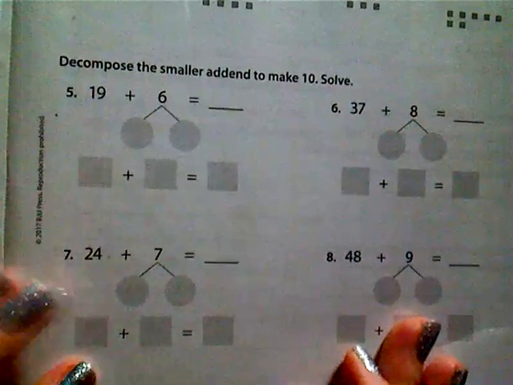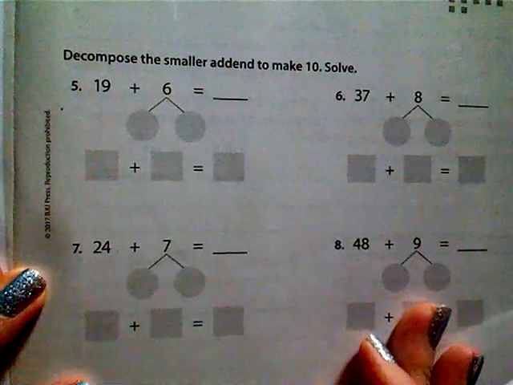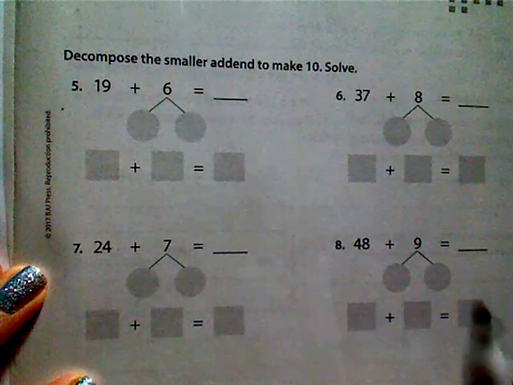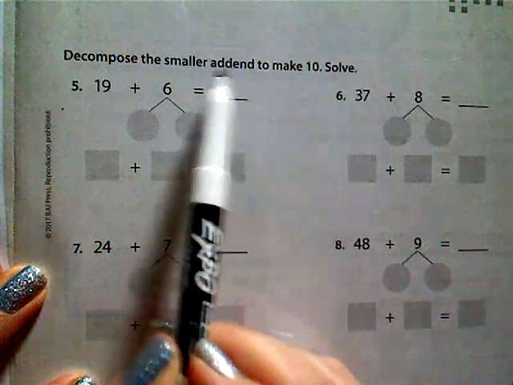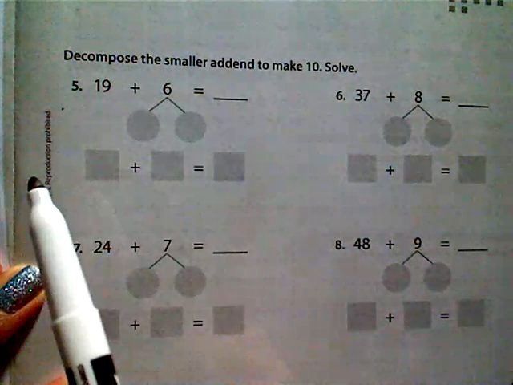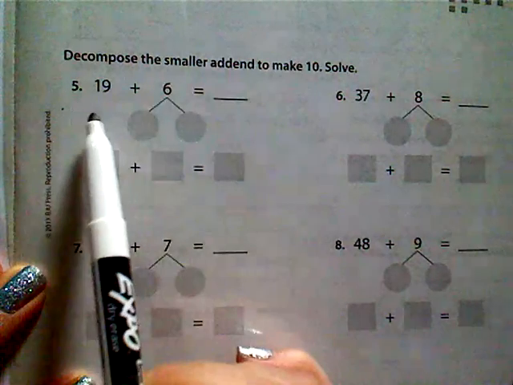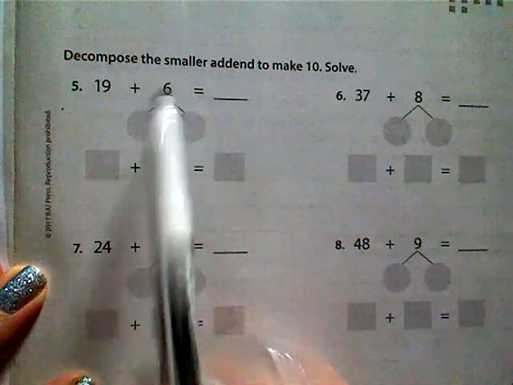Alright, second grade, let's take a look here at the bottom page now. The directions say we're going to decompose the smaller addend to make 10 and then solve. So remember, an addend is one of the numbers that you are adding together. So for number 5, we have 19 plus 6.